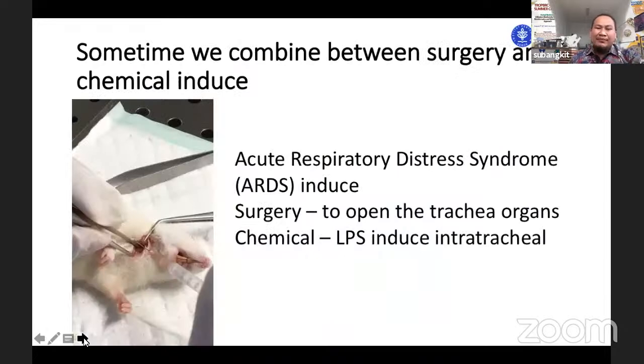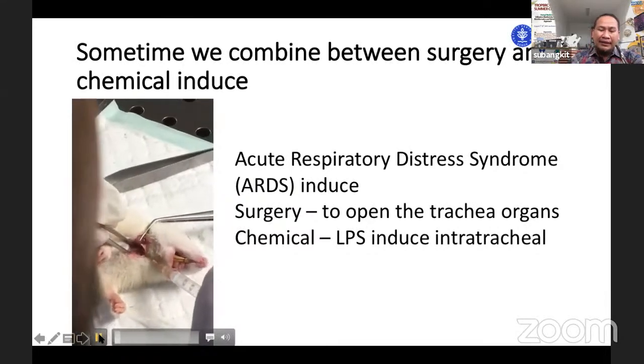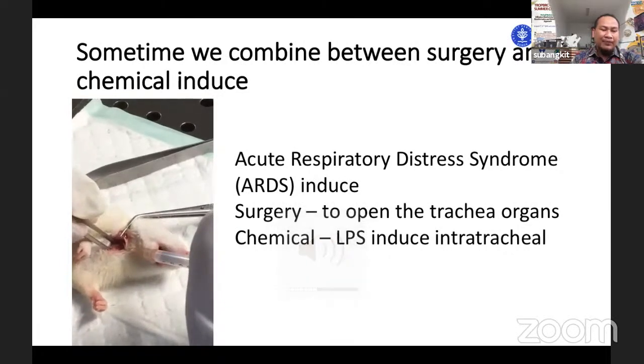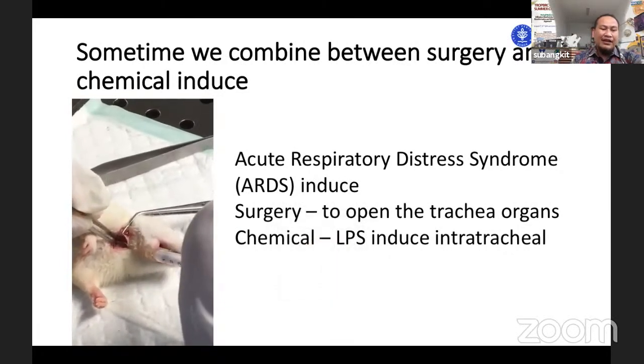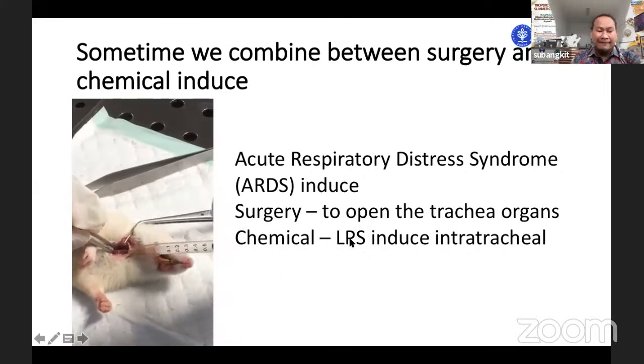And sometimes we combine surgery and chemical induction. For example, right now acute respiratory distress syndrome is becoming popular. This is our experiment: we open the tracheal part, and after we get the trachea, we inject lipopolysaccharide into it.